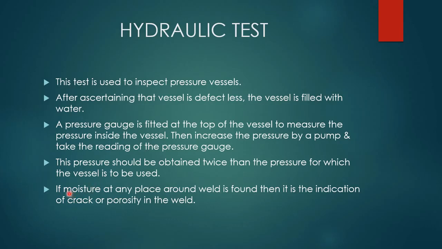So what will happen if moisture is present at any place around the weld? Basically these pressure vessels are made by welding different components. So if any defect, any crack, any void is present at the welded area, then due to the pressure of this water, which is maintained at twice the working pressure, moisture will come out from that particular area, and we will come to know that there is some crack or some kind of defect. So if moisture at any place around the weld is found, then it is an indication of crack or porosity in the weld. This is what the hydraulic test is.